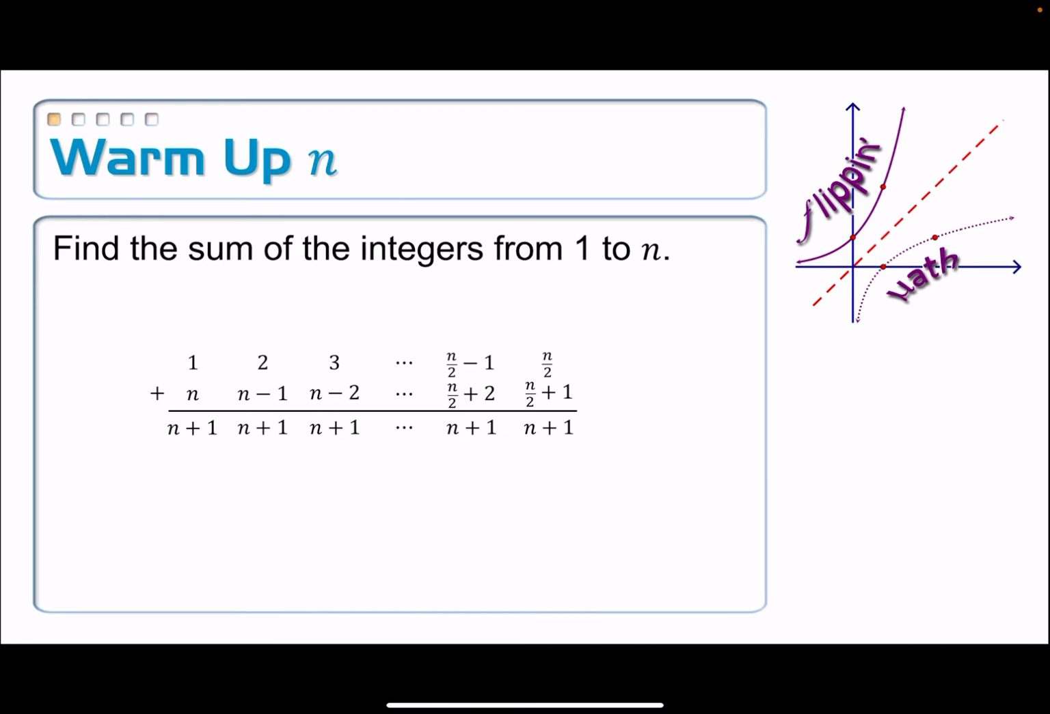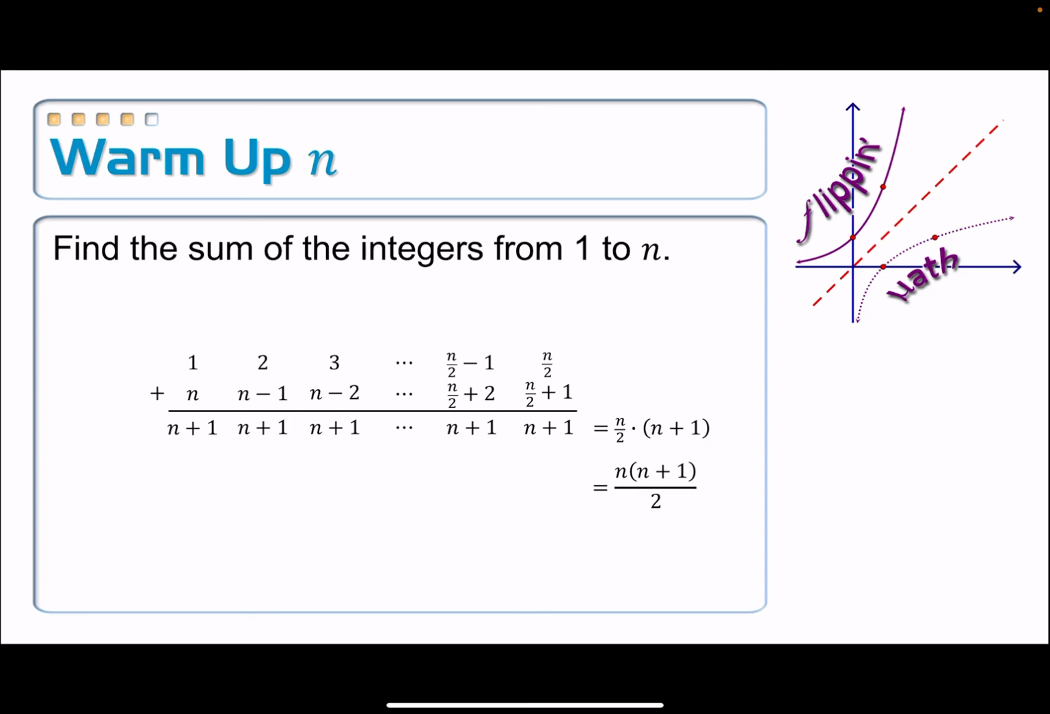All right, and then how many of these columns do I have? Well, just like the previous one, it's whatever this number is, that's how many I have. It's halfway to n, so it's n divided by 2, and then each one of these columns multiplies up to n plus 1. So here's our formula. Usually we write it like this, n times n plus 1 divided by 2.